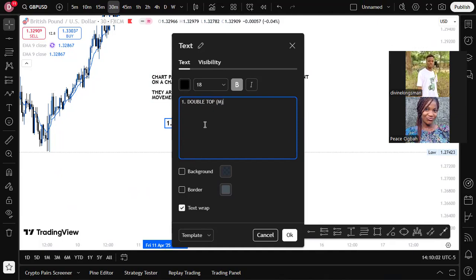So here we have the double top, which is like an M sign. Then we also have the double bottom, which is more like a W sign.